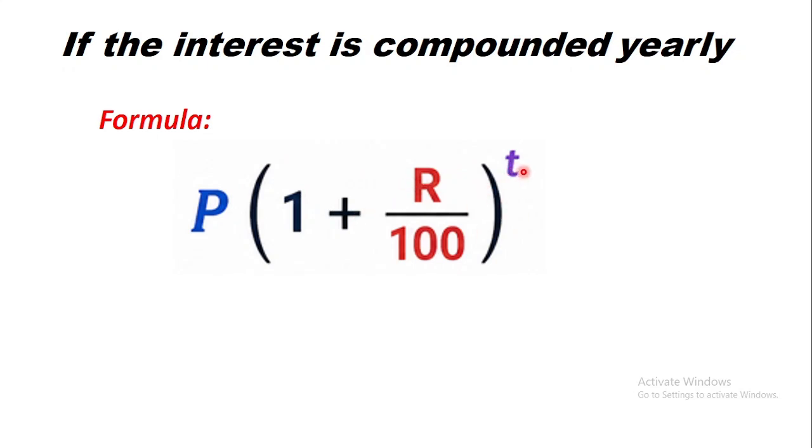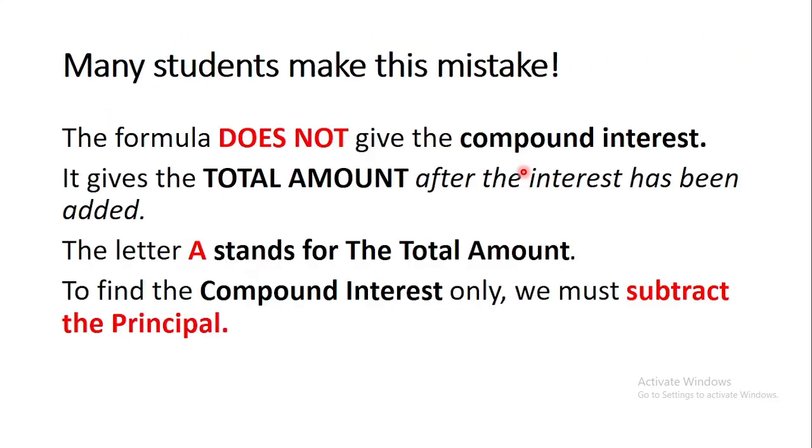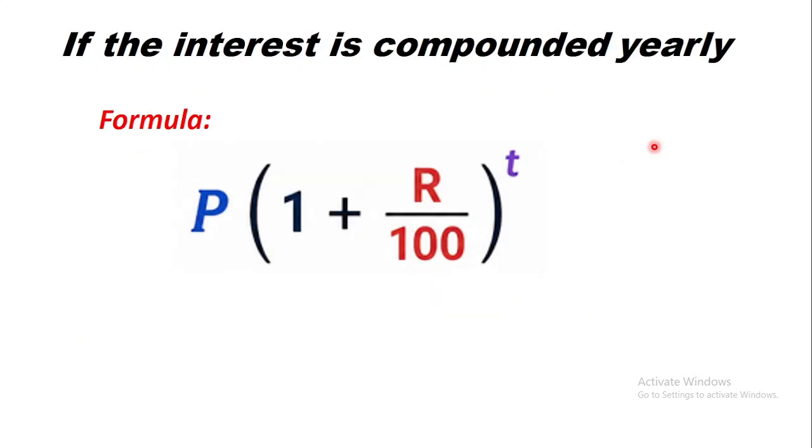Now some of you who are not exposed to the formula may wonder what P, R, and T are, and I'll be explaining that to ensure that you understand everything completely. So many students make this mistake. The formula that you see before does not give the compound interest. If I ask my students, and even some adults, how do you find compound interest, they'll give me this formula. But this formula is not what is used to find compound interest.